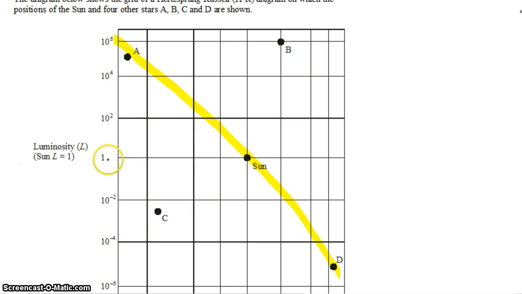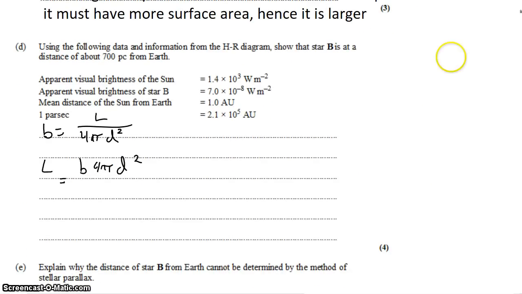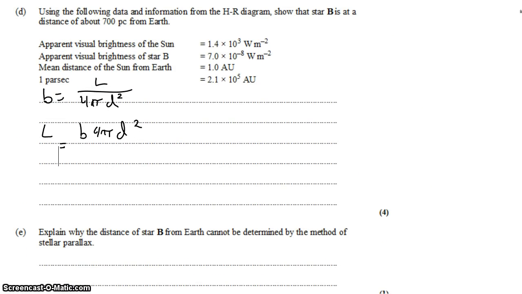So the sun has a luminosity of 1 sun worth of luminosity. Star B has a luminosity of 10 to the 6th, 1,000,000 suns worth of luminosity. So we can't solve for the luminosity. We can only solve for the ratio of the luminosity of star B to the luminosity of the sun. We can only solve for one in terms of the other. So the luminosity of star B is related to the apparent brightness of star B and the distance of star B to the Earth. And we'll divide that by the luminosity of the sun, which is the apparent brightness of the sun times 4 pi times the distance to the sun squared.